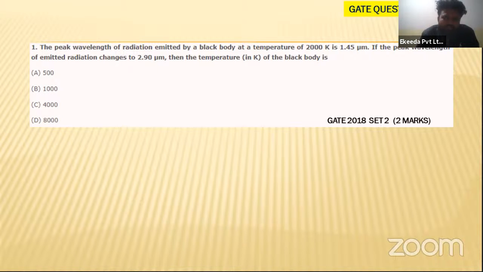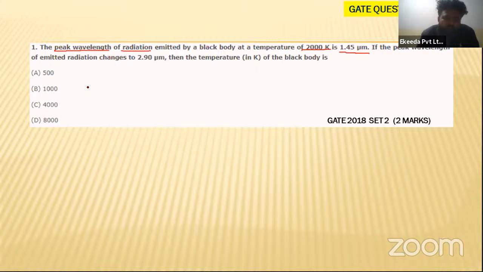So now let us see this question. The peak wavelength of radiation emitted by a black body. He is talking about the peak wavelength, my dear students. Peak wavelength of radiation emitted by a black body at a temperature of 200 Kelvin. There is some temperature of that particular body, and the radiation emitted by that body has a peak wavelength of how much?